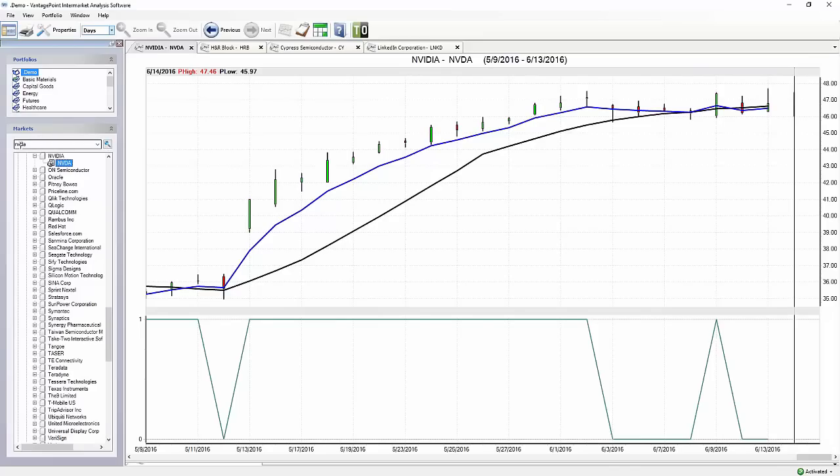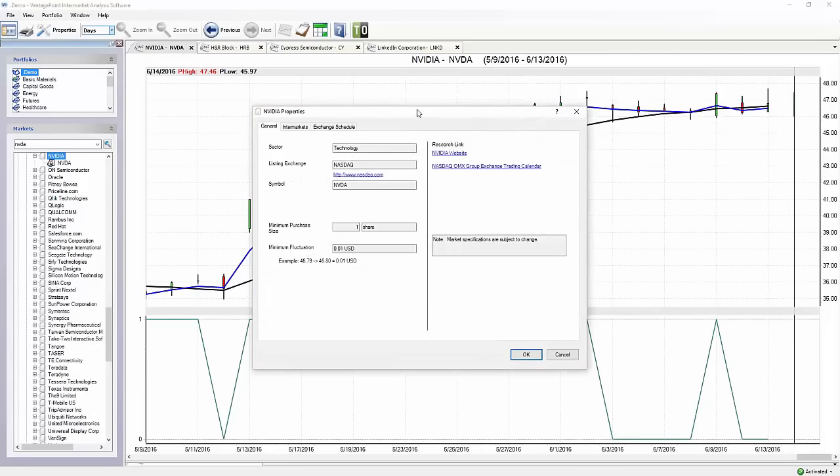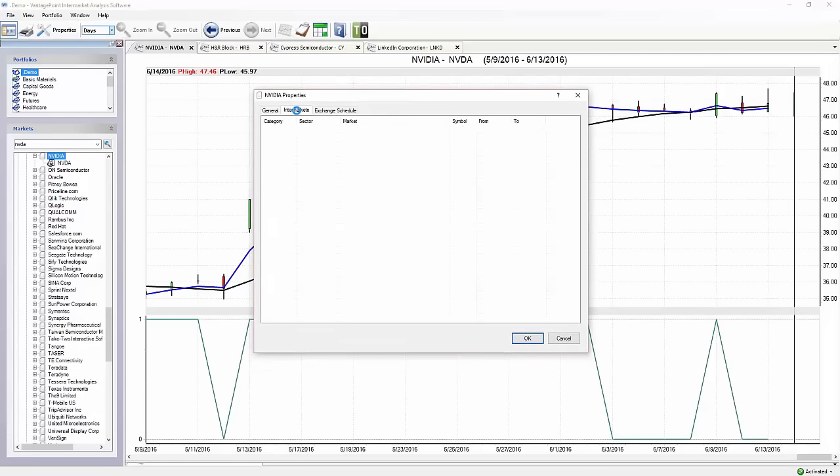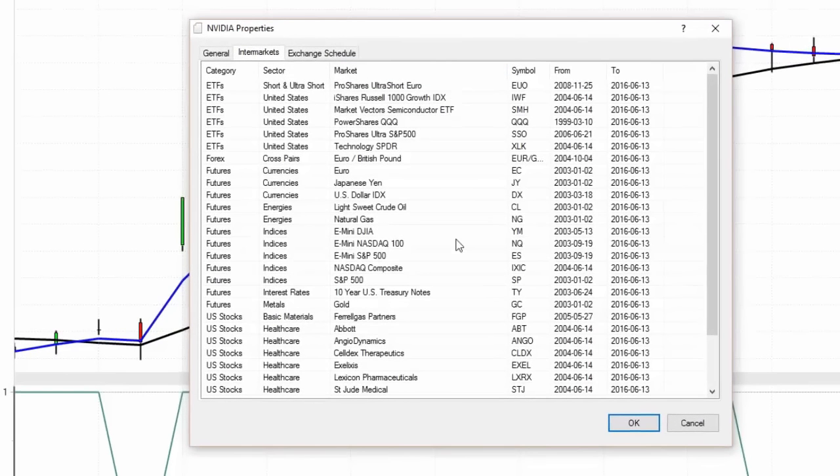But what's nice here is you can actually go into the software, and this is our VantagePoint Intermarket Analysis software. What this does is analyze multiple market relationships and then create a forecast to help us understand what we should expect over the next couple of trading days, and how we should trade that market according to our strategy. If I type in the symbol, you see we have NVIDIA here. I'm going to right click and click on properties, and this allows us to view what is referred to as the intermarkets. Now this is key, guys.